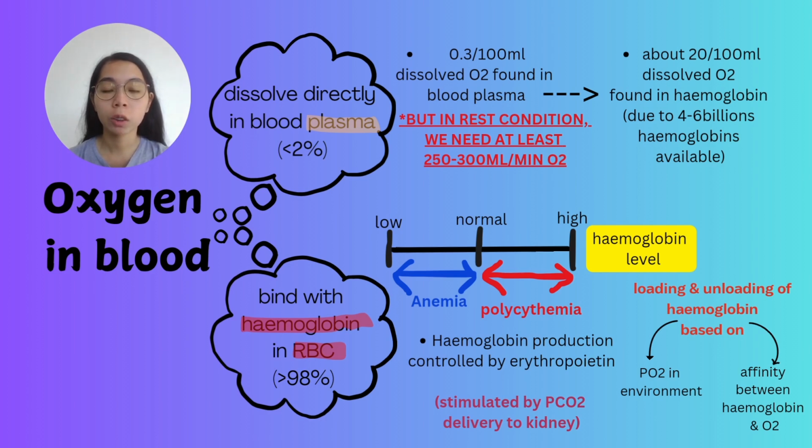This is due to the 4 to 6 billion hemoglobins available in our blood. So the other way is the binding of hemoglobin with the oxygen. We can see that when the hemoglobin level is below normal, a person is said to have anemia, while when the hemoglobin level is too high, it is said to be polycythemia. The hemoglobin production is controlled by erythropoietin, which is stimulated by the partial pressure of oxygen delivered to the kidney. The loading and unloading of hemoglobin is based on two factors, which are the partial pressure of oxygen in the environment and also the affinity between hemoglobin and oxygen.